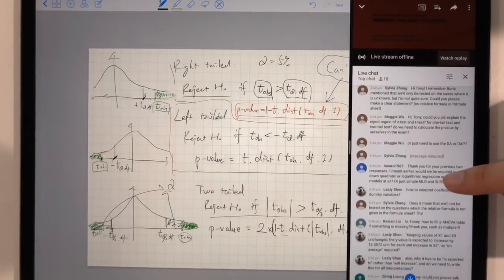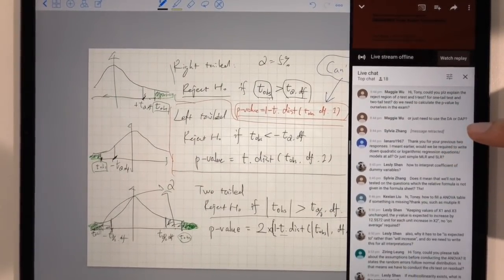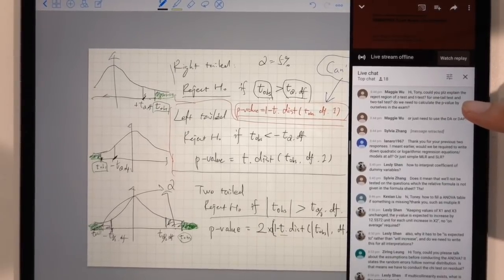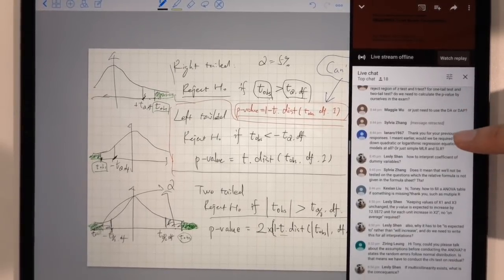Maggie Wu is asking, do you need to use DA or DAP? Oh my God, yes. You can also use Data Analysis or Data Analysis Plus to have that, okay?